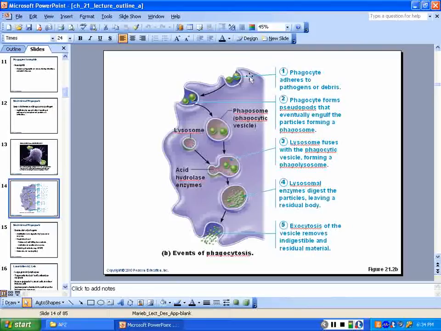What it is going to do is it actually attaches, and then you may remember this from another class or before in this class, it actually changes the shape of its membrane to reach all the way around and enclose the object. And then that would move into the cell. At this time, they say that this little vesicle that has those objects in it is called a phagosome. All right?